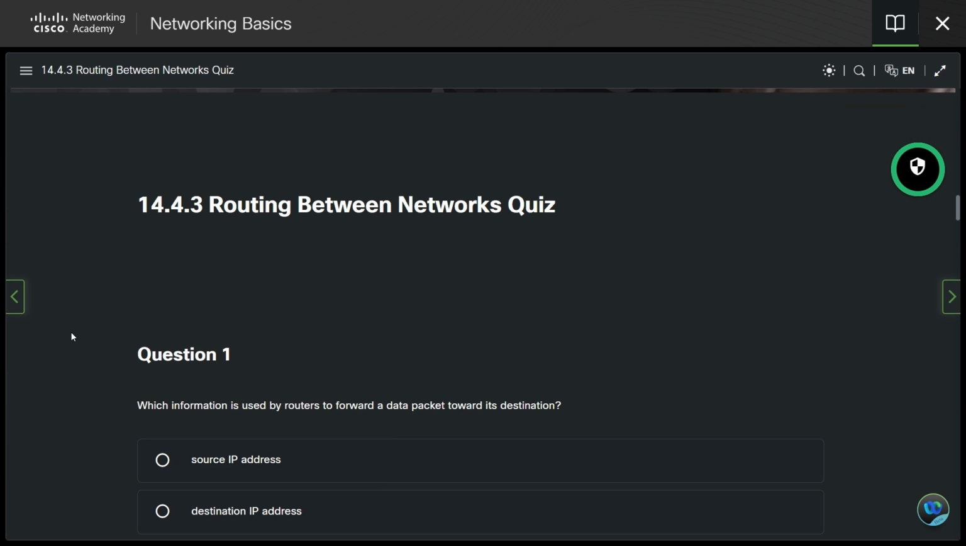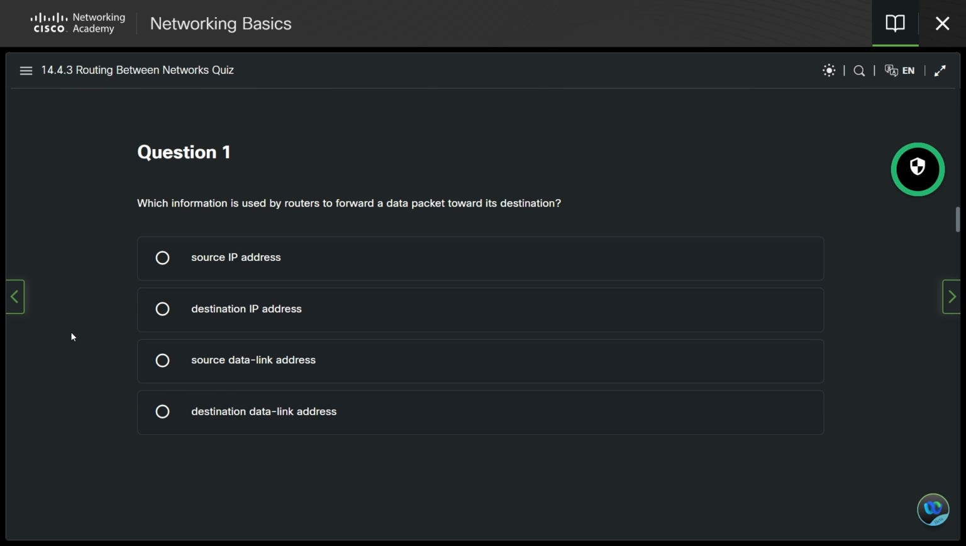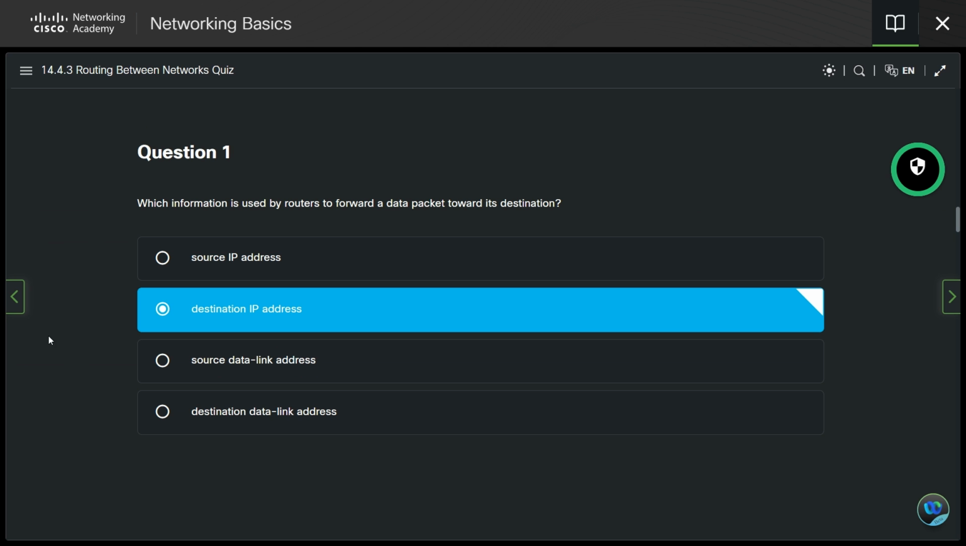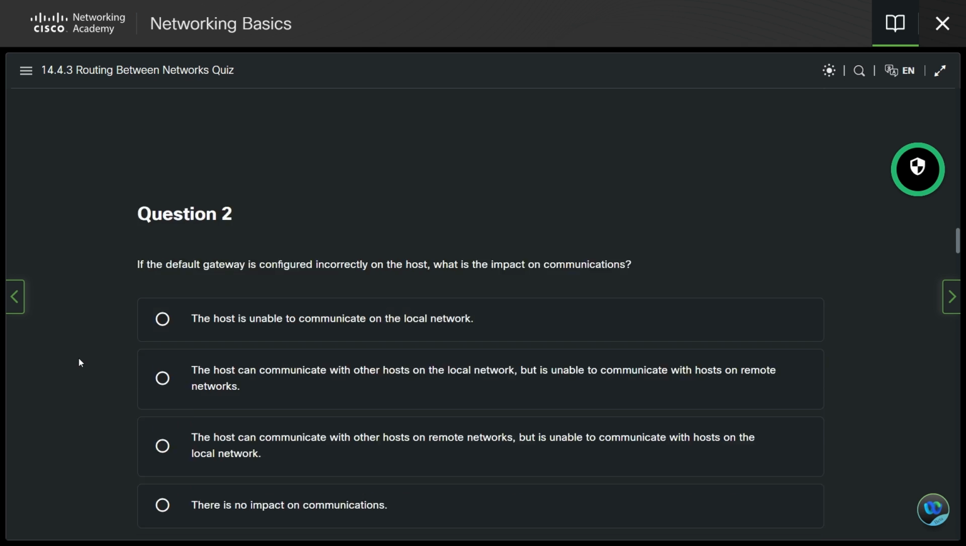Routing between networks quiz. Question 1. Which information is used by a router to forward a data packet toward its destination? That is the destination IP address.